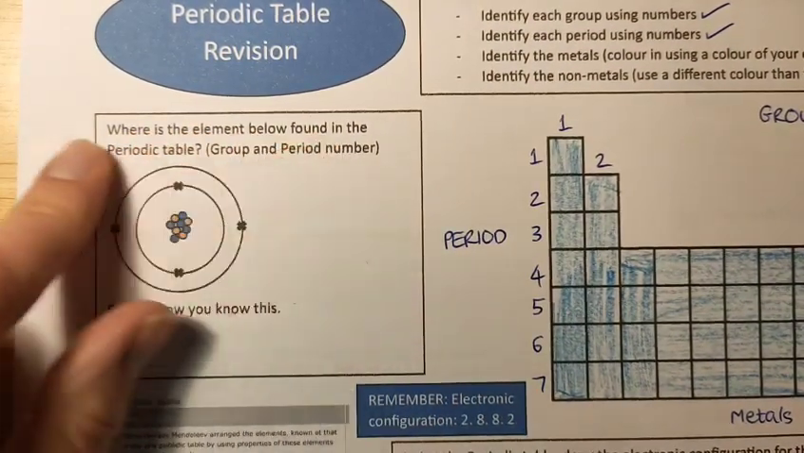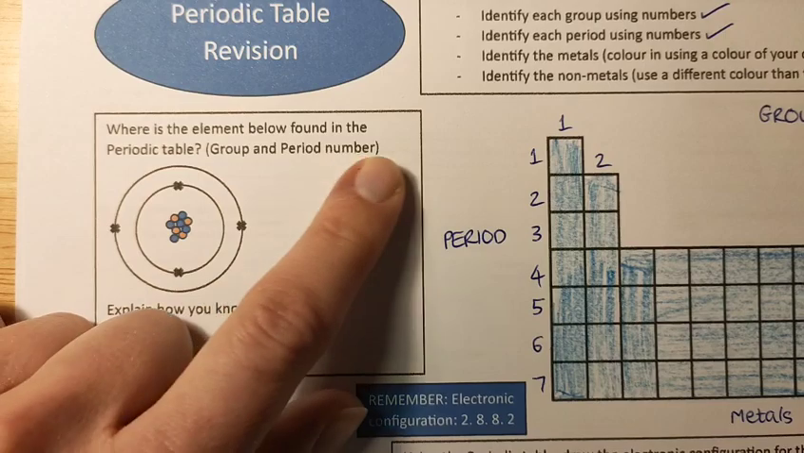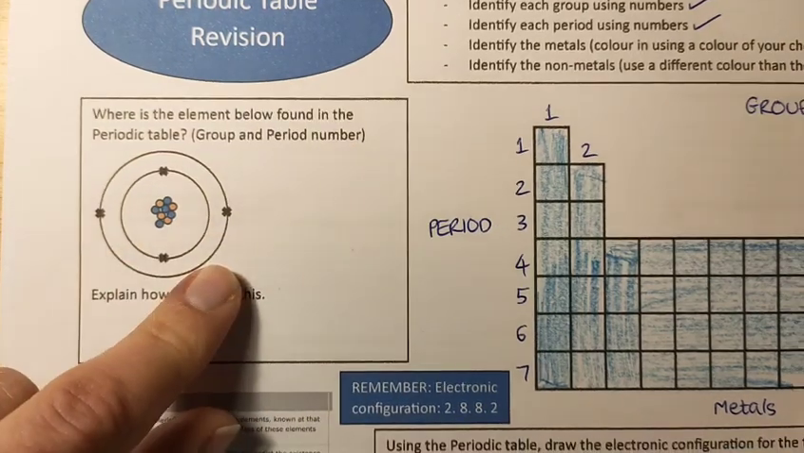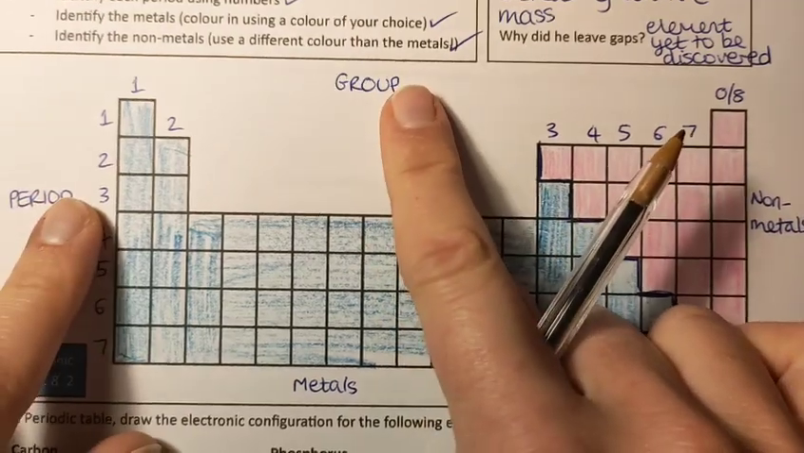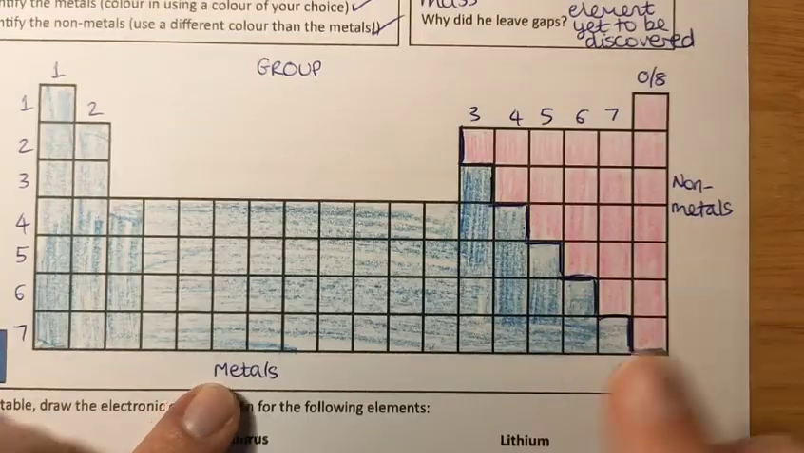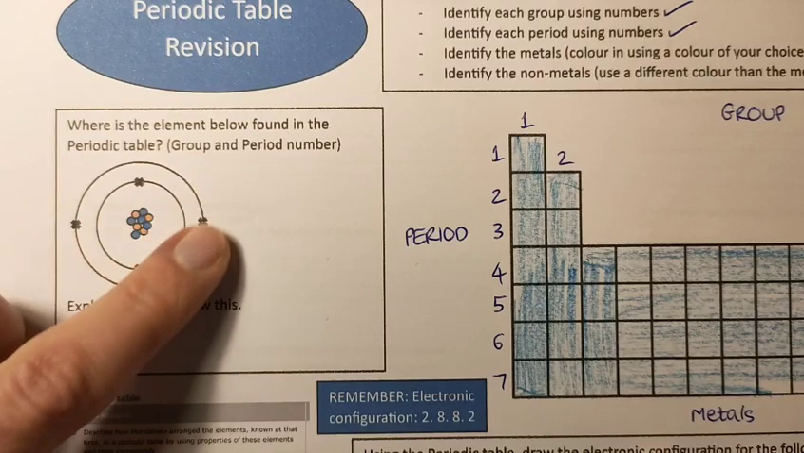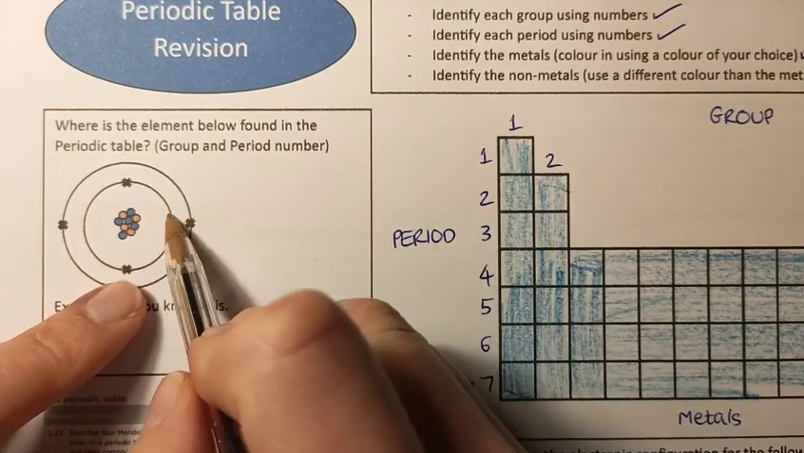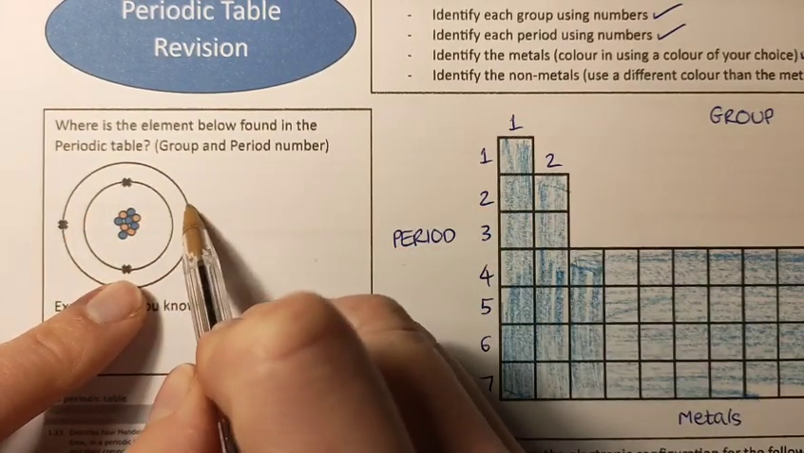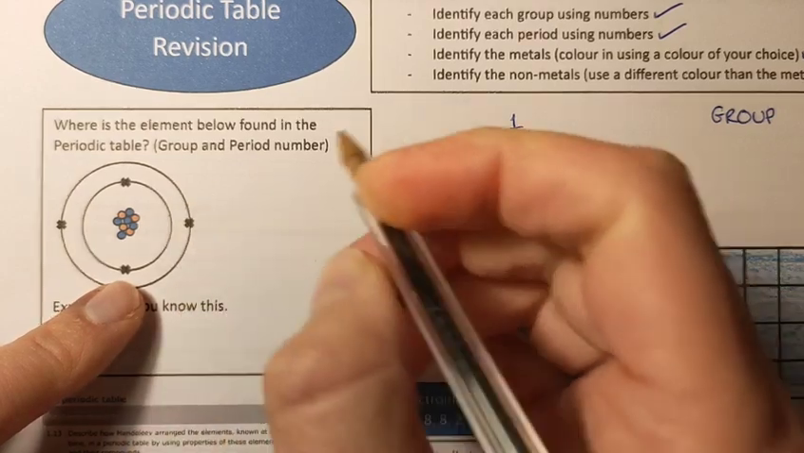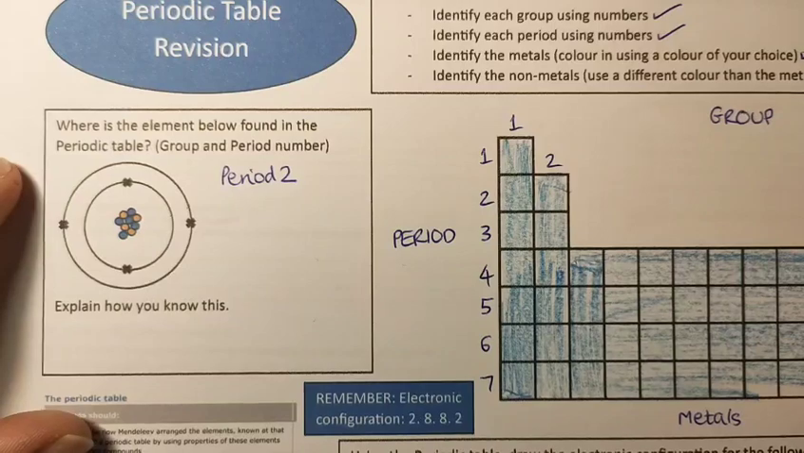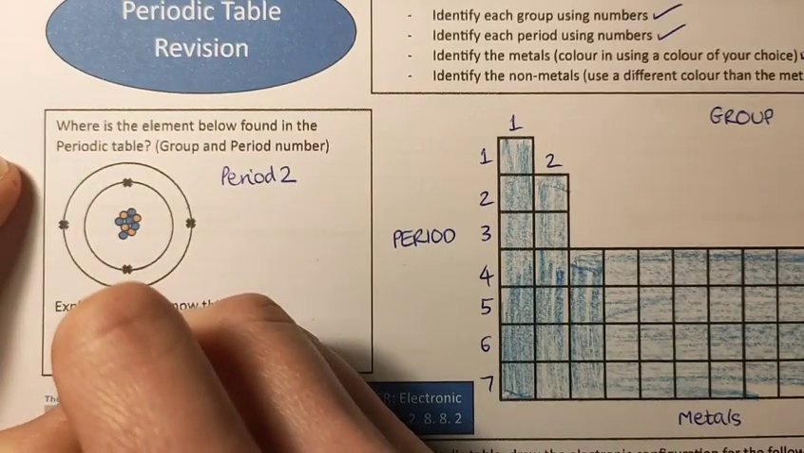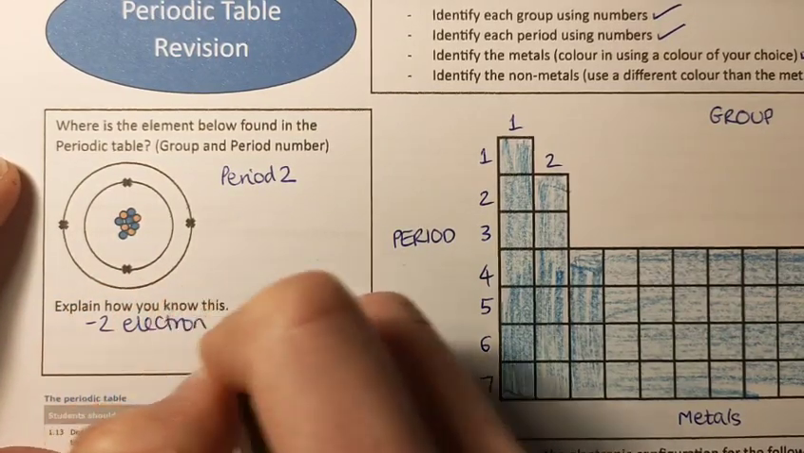Let's have a look over here. Where is the element below found in the periodic table, group and period number? There are lots of patterns in the periodic table. We've already identified the group and the period, and the metals are on the left and non-metals on the right. But we can also have a look at this. Here we've got two electron shells, so it must be in period 2.